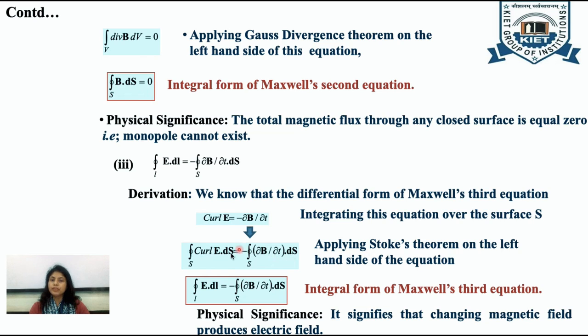Applying Stokes theorem on the LHS of this equation, this surface integral is converted into line integral. Then we have line integral of E dot dl is equal to minus surface integration of del B by del T dot ds. This is the integral form of Maxwell's third equation, which signifies that a changing magnetic field produces an electric field. Maxwell's third equation states that a changing magnetic field produces an electric field.